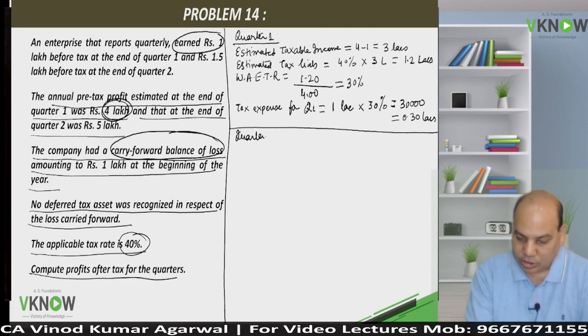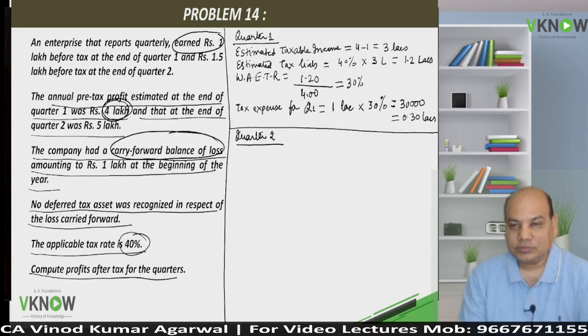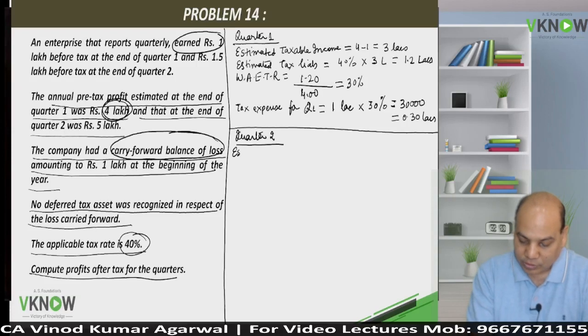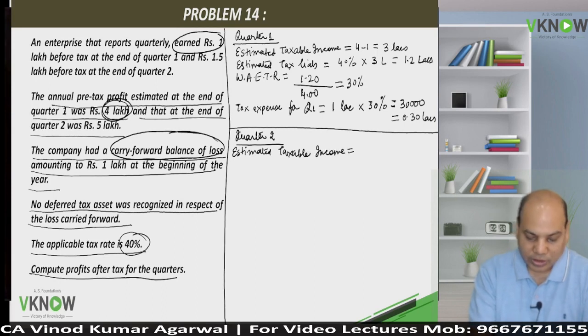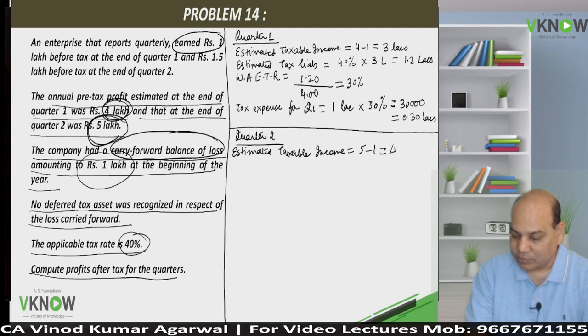Now I'll go to quarter 2. My estimates of taxable income get revised. Now they are saying 5 lakh is your estimated income. Carry forward loss, this is not changing. So my estimated taxable income will be 5 lakh.